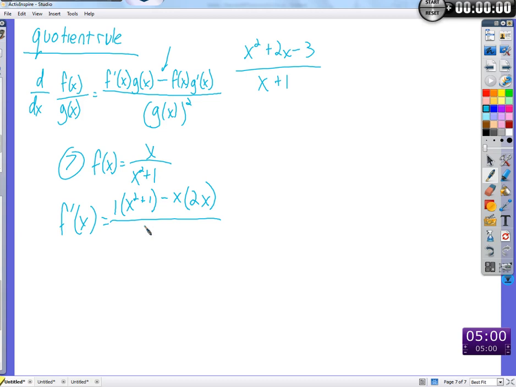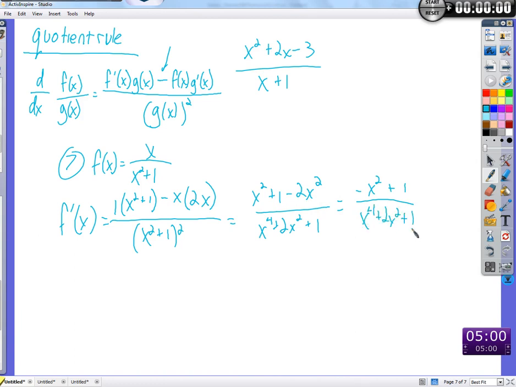X squared plus 1. g of x squared, not g prime of x squared. Oh, okay. x squared plus 1, so x squared plus 1 squared. So x to the 4th plus 2x squared plus 1. Not 4, it's 2x squared. Just 2x squared. So x to the 4th plus 2x squared plus 1. Negative x squared plus 1 over x to the 4th plus 2x squared plus 1. And that's your answer. None of them are too bad.